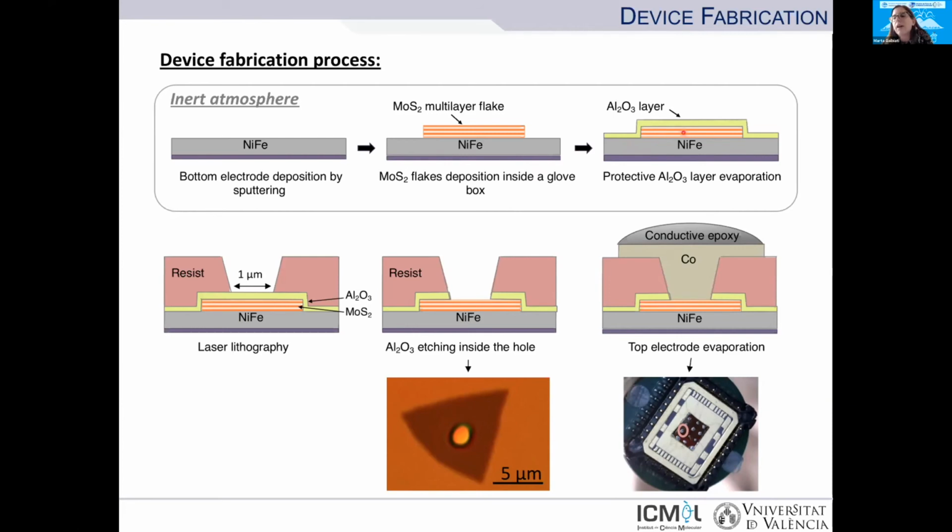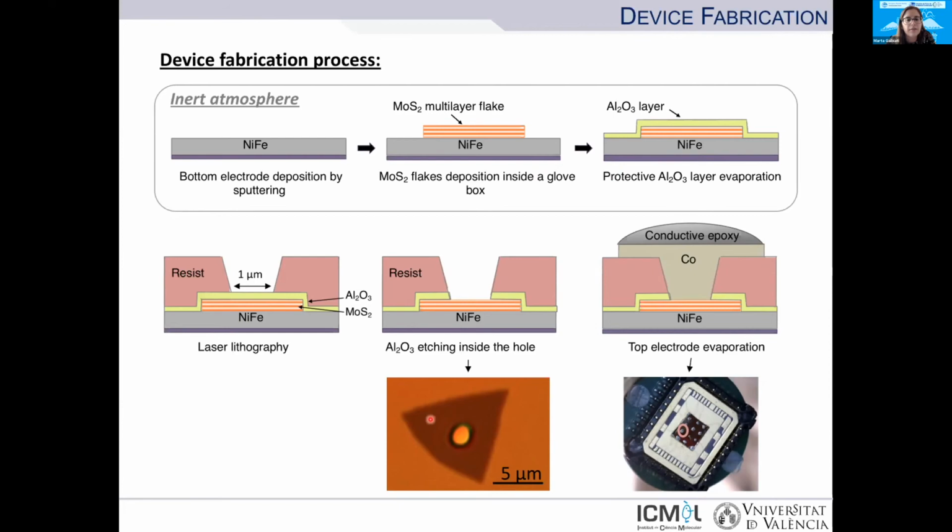And once we are in the evaporator, we deposit a thin alumina layer that allows us to passivate the sample. And so from now on, we can expose it to the air without any problem of oxidation. So this allows us to select the desired flakes, as the alumina layer is very thin and transparent. And we proceed with the lithography process.